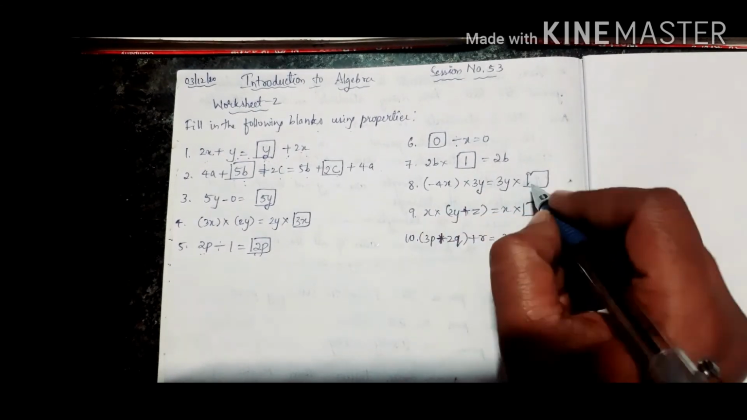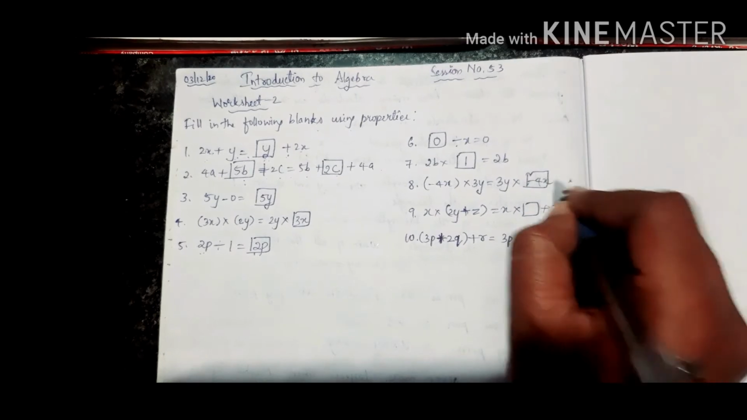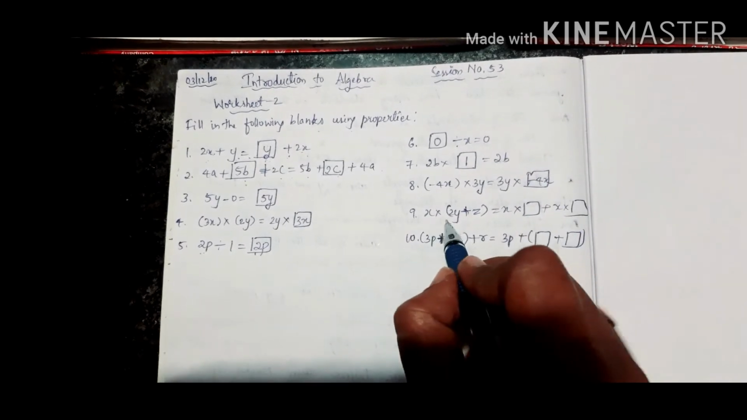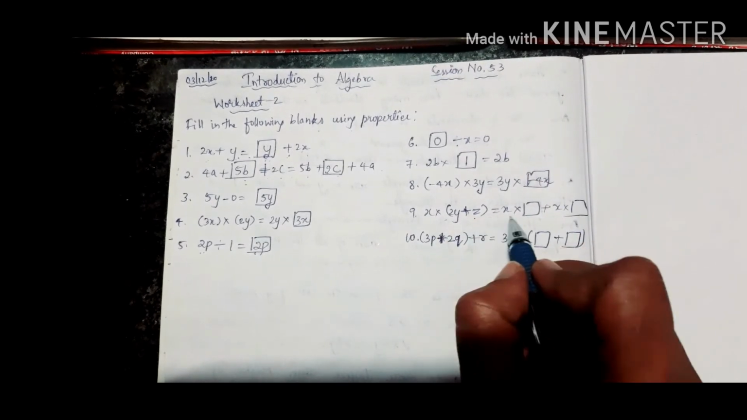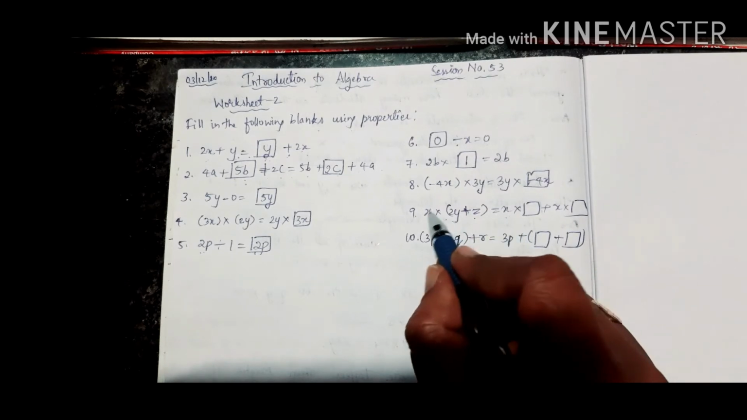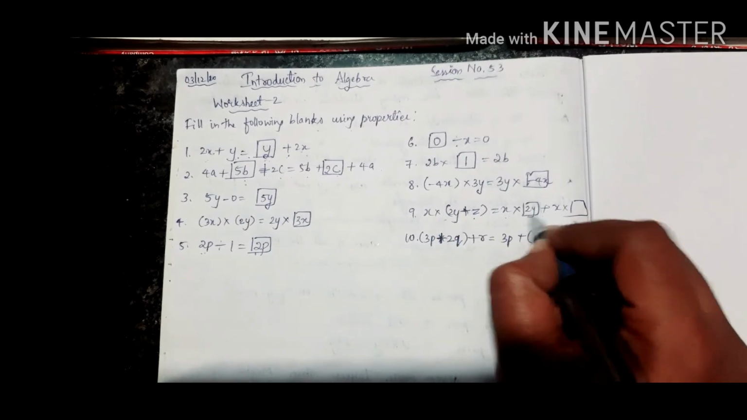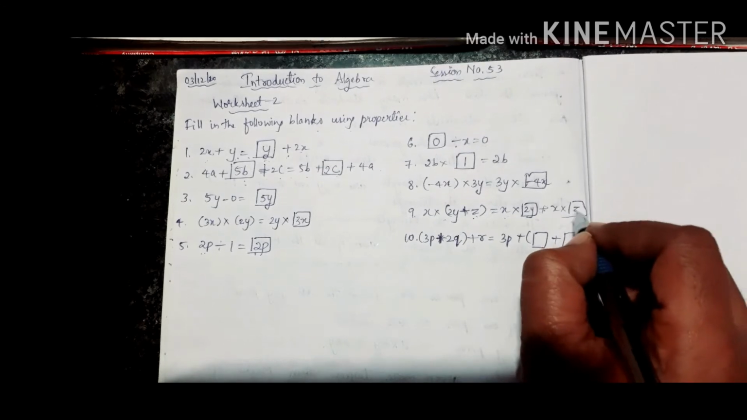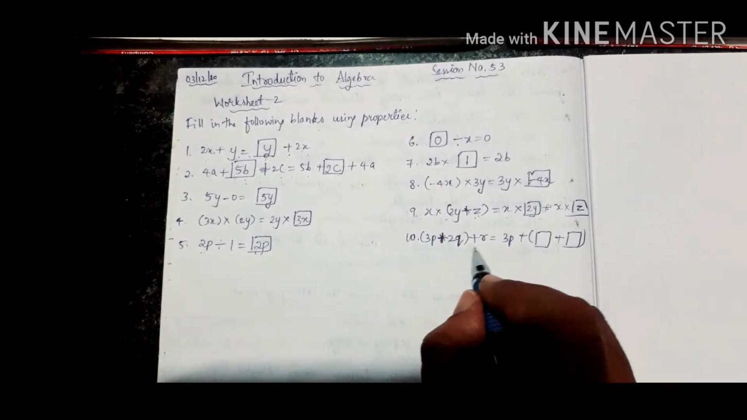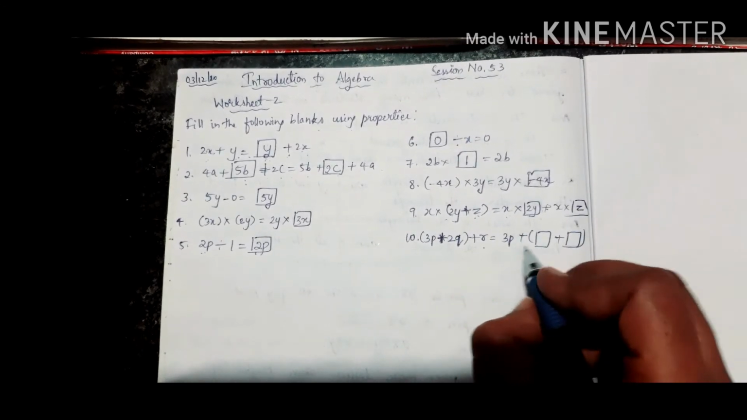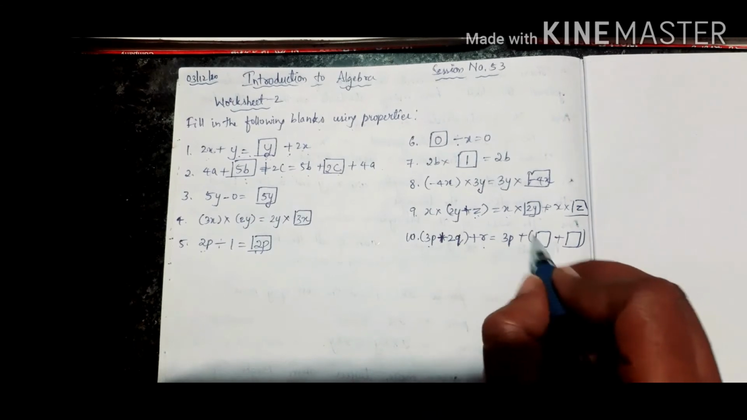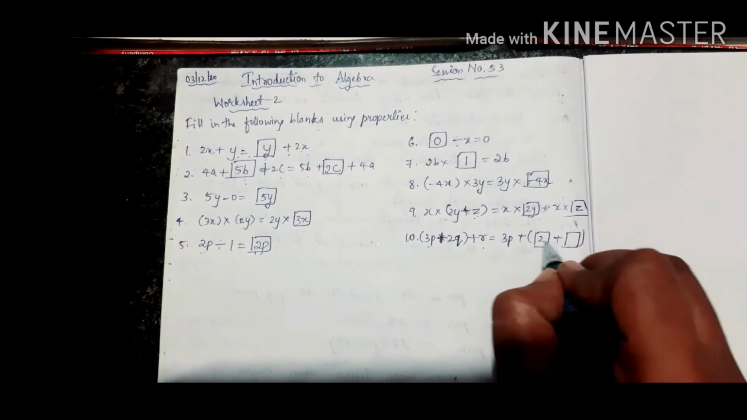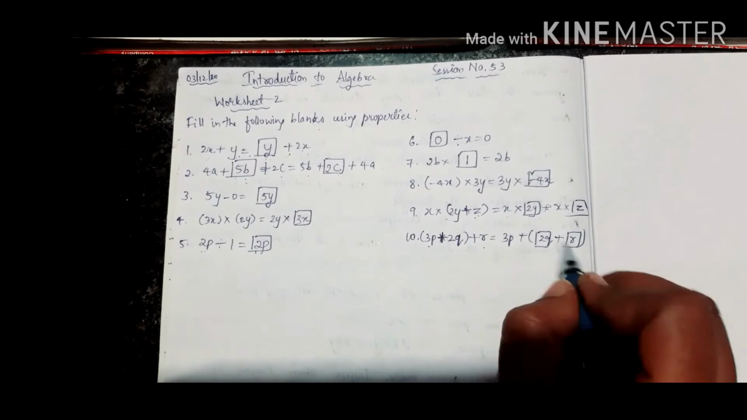Minus 4x is missing here. So fill it with minus 4x. x into dash plus 2yz must be equal to, by the distributive property, x into 2y plus x into z. 3p plus 2q plus r must be equal to 3p plus 2q plus r in different groups. Here only the groups are changing, the numbers are the same.